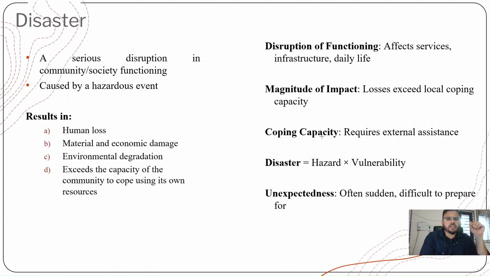It disrupts the functioning, and it affects the services, infrastructure and daily life activities. The magnitude, as we discussed, exceeds the local coping capacity. Coping capacity requires additional assistance. A disaster combines two things, that is hazard and vulnerability. It is somewhat unexpected and difficult to prepare for.